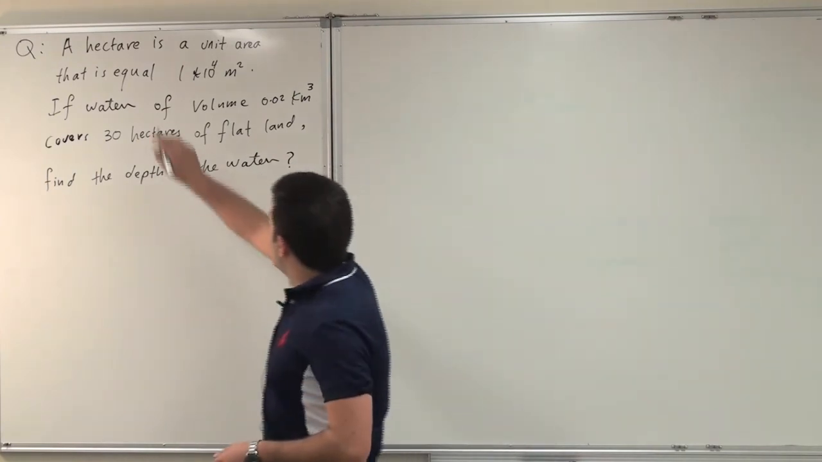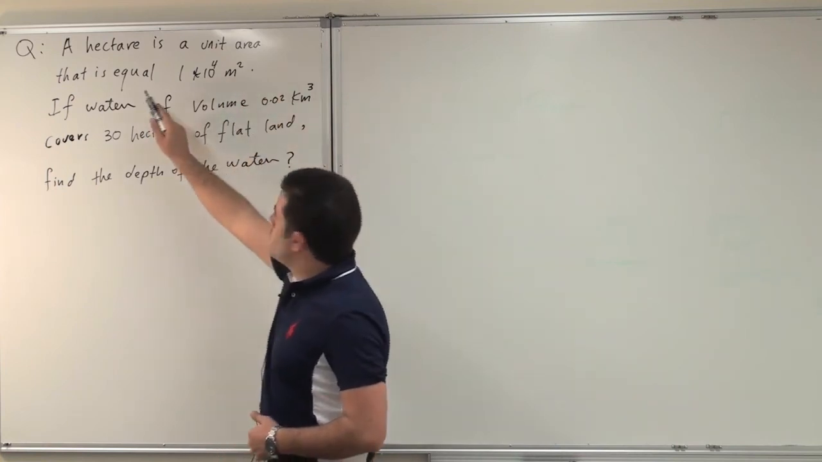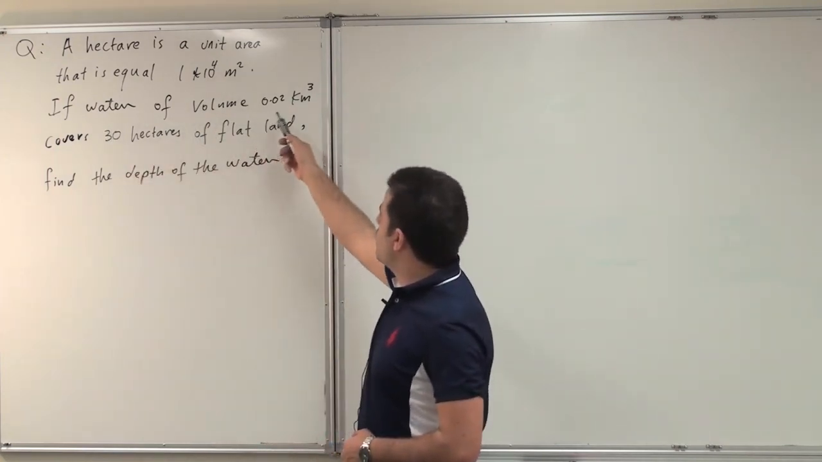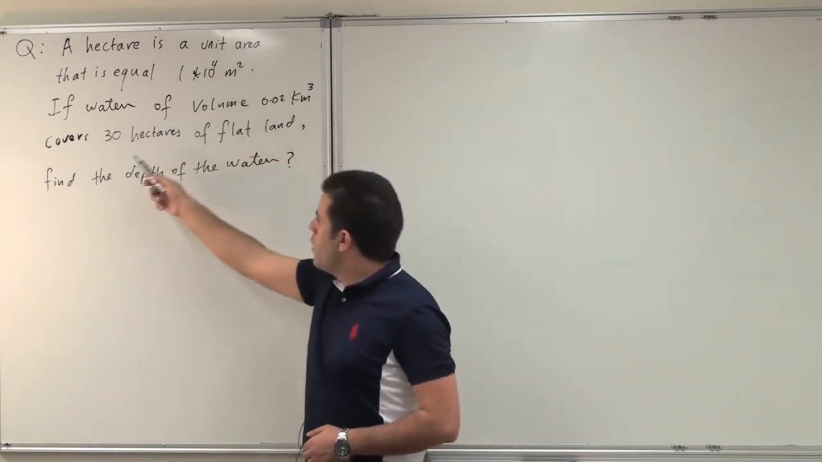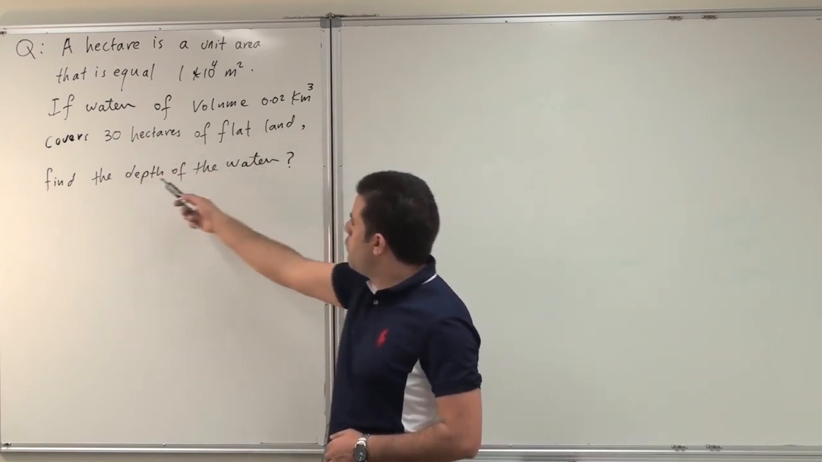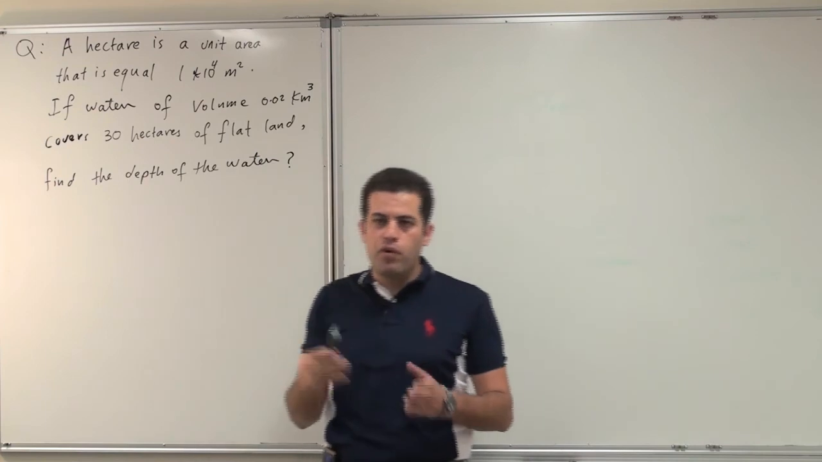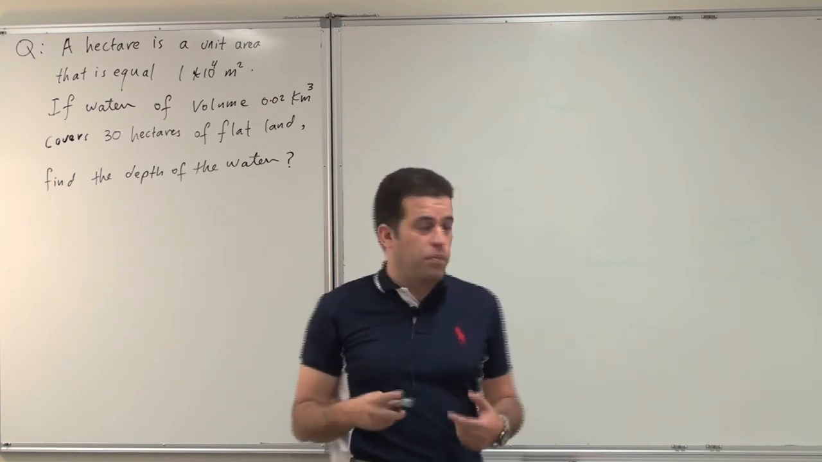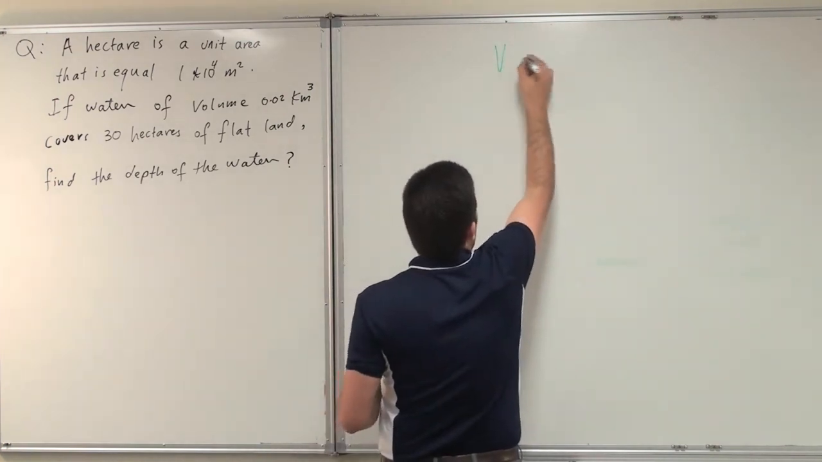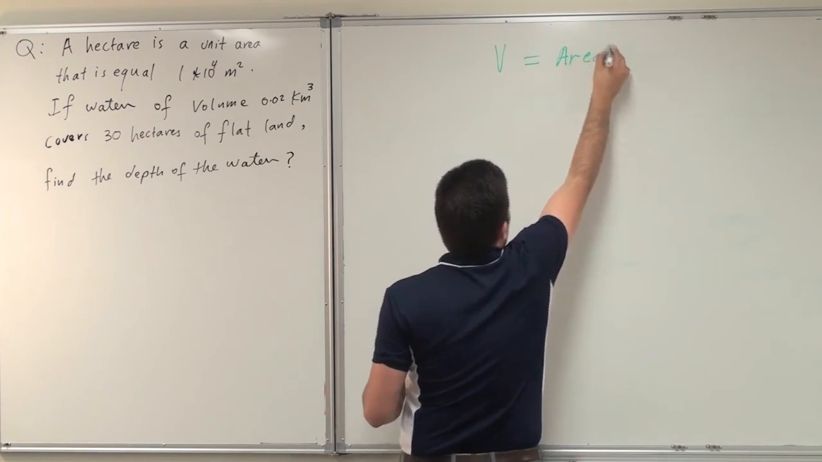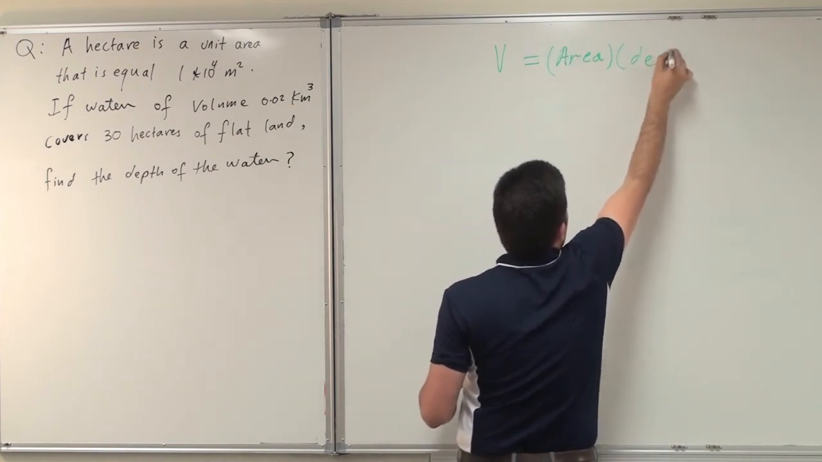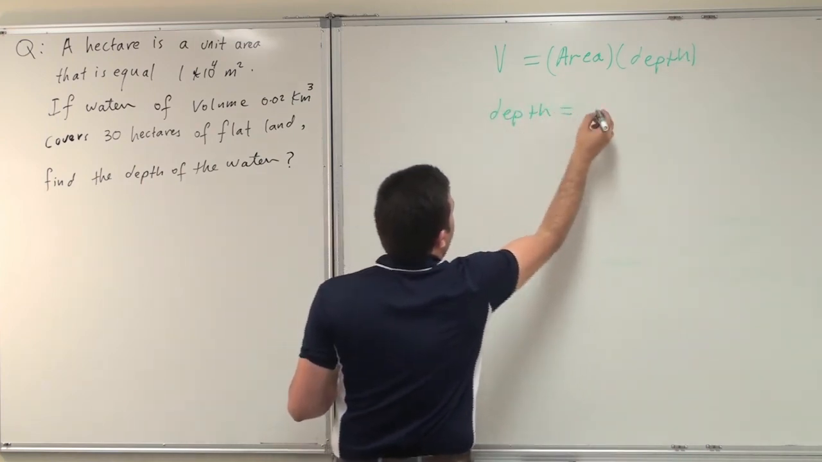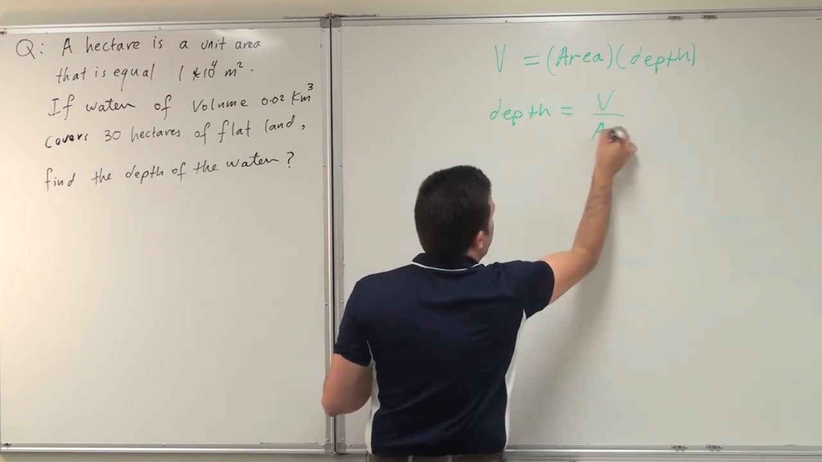Today we're solving questions from chapter 1. The question reads, a hectare is a unit of area that is equal to 10 to the power 4 meters squared. If water of volume 0.02 kilometers cubed covers 30 hectares of flat land, find the depth of the water. So basically I have the volume of this water and I have the area of this water, and I need to find the depth. So the volume equals area multiplied by depth. This is the definition of the volume. So the depth will be volume divided by area.